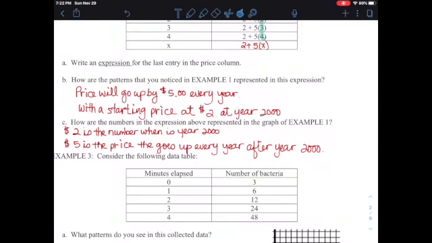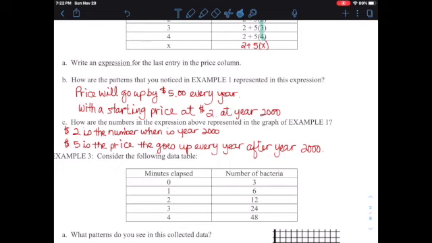Okay, so B, how are the patterns that you notice in example 1 represented in this expression? Price will go up by $5 every year, with the starting price at $2 in year 2000.